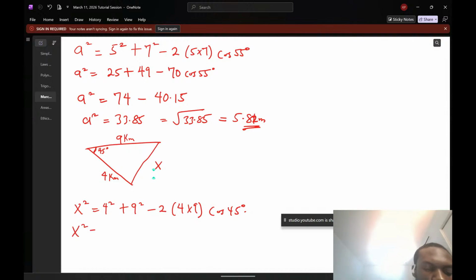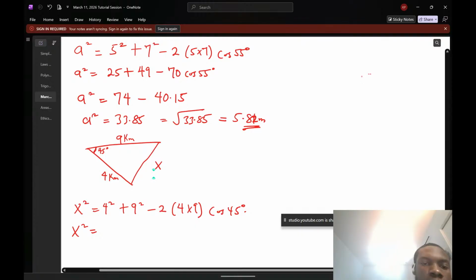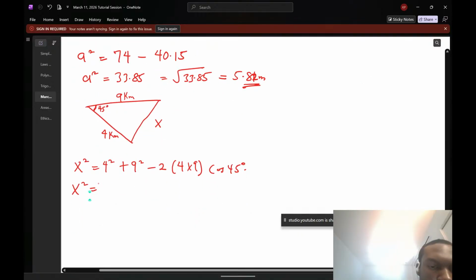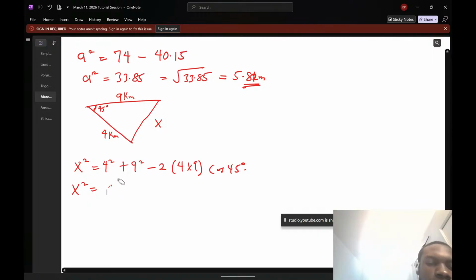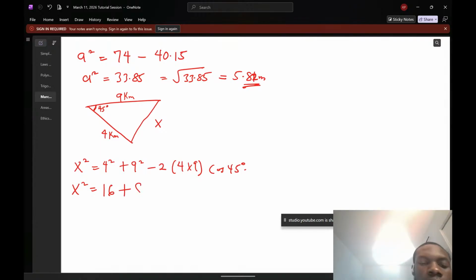So X squared is equal to 4 squared. 4 times 4 is 36. I mean 16, my bad. That's 16. And then we have 9 squared. 9 times 9 is 81. Minus 2 times 4 times 9. 4 times 9 is 36. 36 times 2 will give us 72. So we have 72 cos 45 degrees.